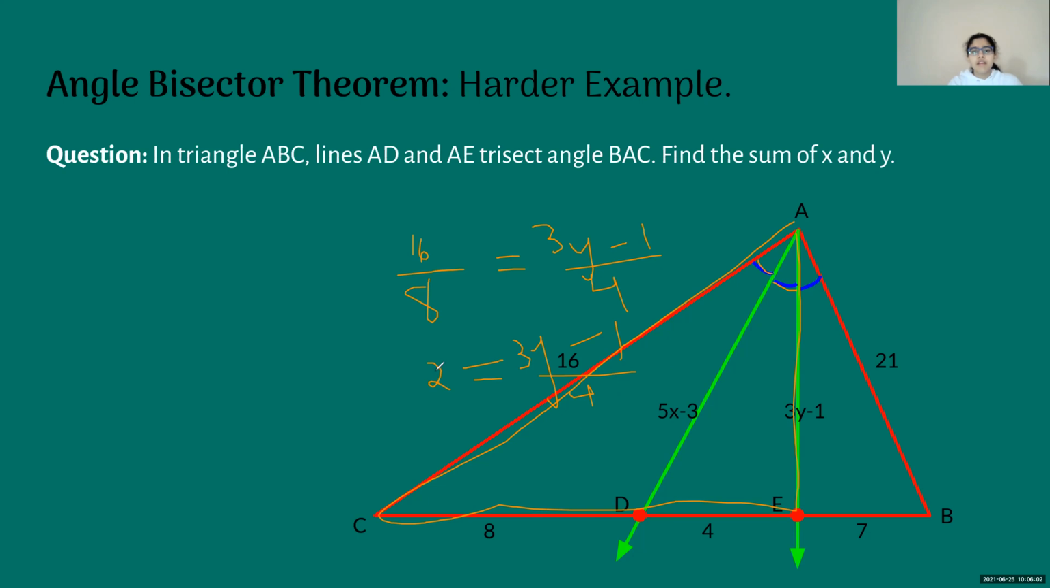So we multiply by 4 and we get 8 is equal to 3y minus 1, and then you add 1 and then you get 9 is equal to 3y, which means that 3 is equal to y, right? So we have now solved for y. Y is 3.